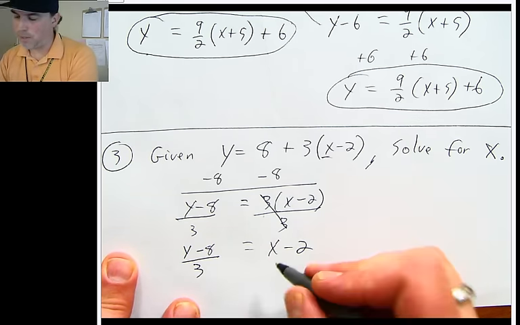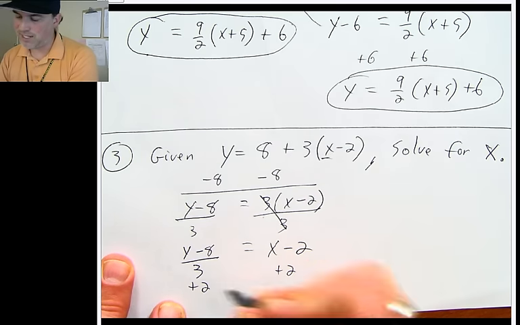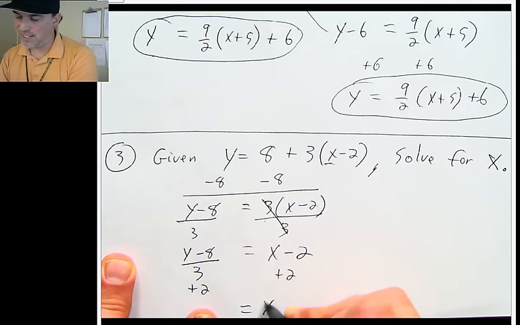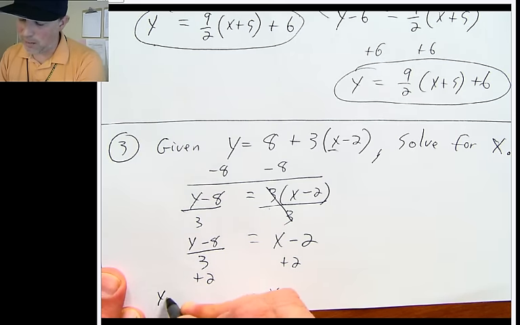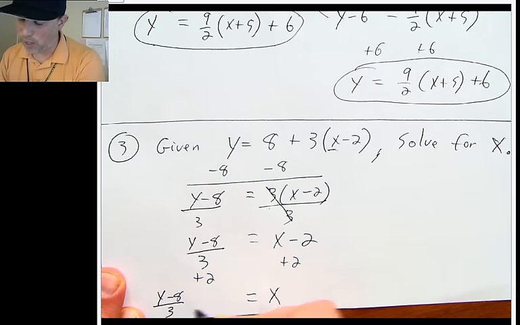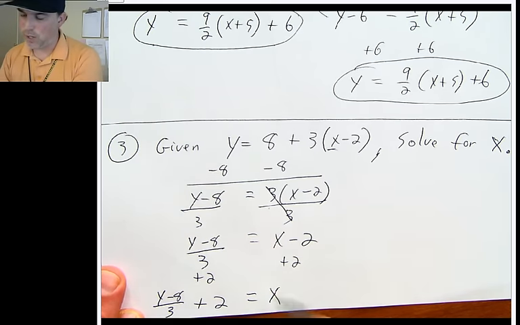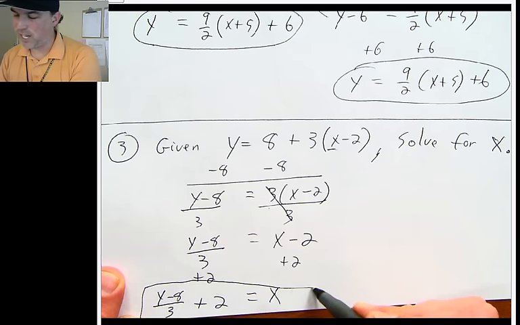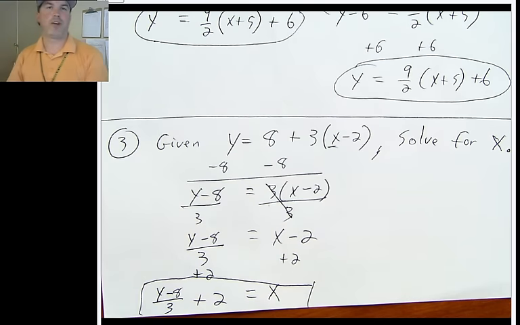My last step, I would want to add 2 to both sides, and I end up with x equals y minus 8 over 3 plus 2. Not the prettiest looking answer, but we have solved this equation for x.